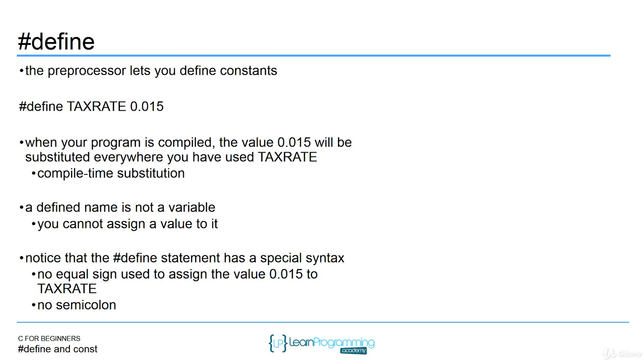So what's happening here is there is compile time substitution happening for these preprocessors. The preprocessor runs before the compiler, remember, right? The preprocessor is going to run and it's going to see these define keywords, and then everywhere it sees tax rate, it's just going to put in 0.015 for the compiler.